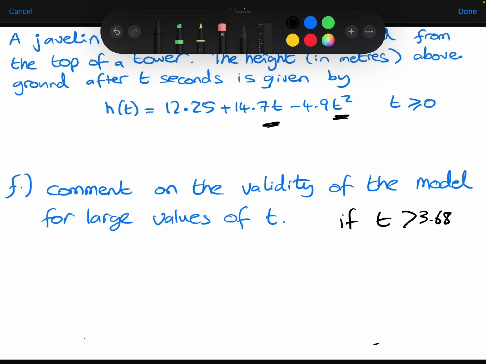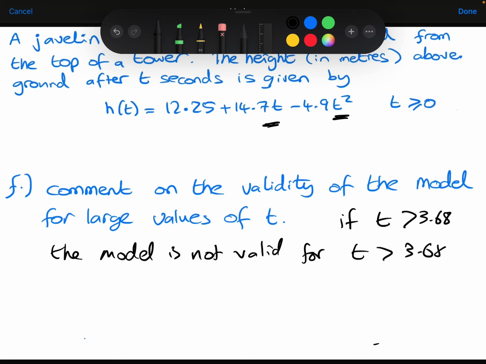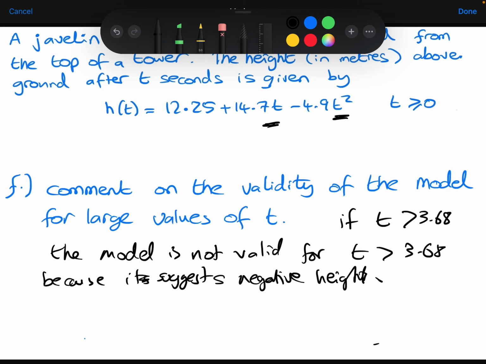So that's the issue. The model is not valid for t greater than 3.68 because it suggests negative heights, which is not possible in this case. And there we go. That is the idea of mathematical modelling applied to quadratic equations with an example.